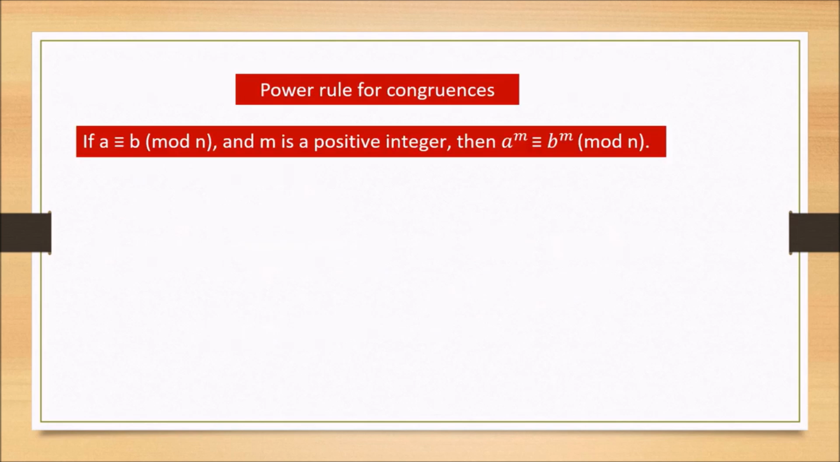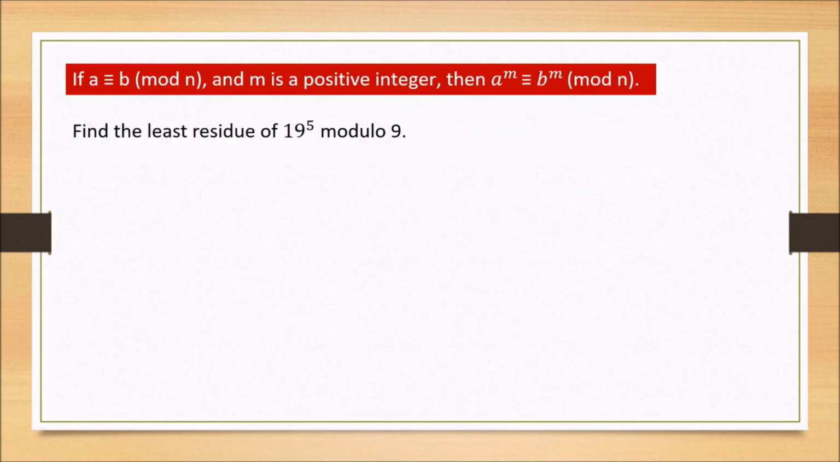Next is the power rule for congruences. This is the most important and useful rule, which helps us simplify many problems asked in competitive examinations and Math Olympiad. If A is congruent to B modulo n and m is a positive integer, then A raised to the power m is congruent to B raised to the power m modulo n. So on this basis, we'll first solve a simple question: find the least residue of 19 raised to the power 5 modulo 9.